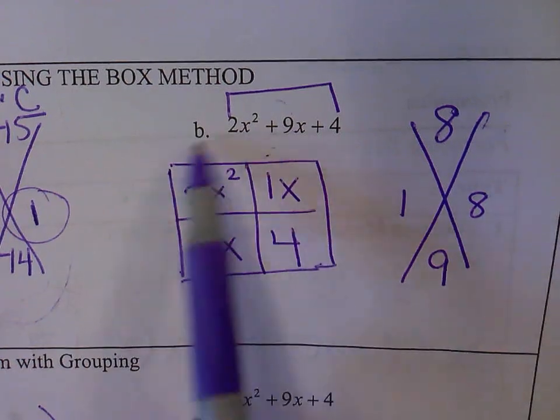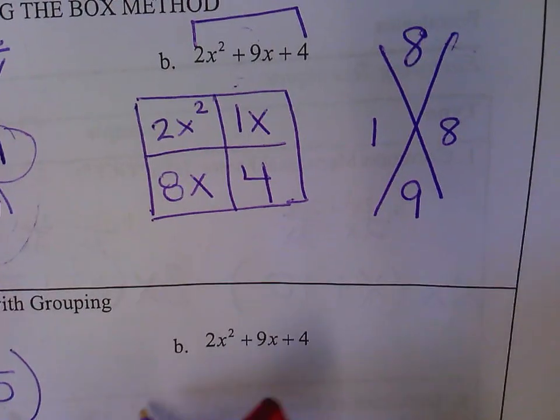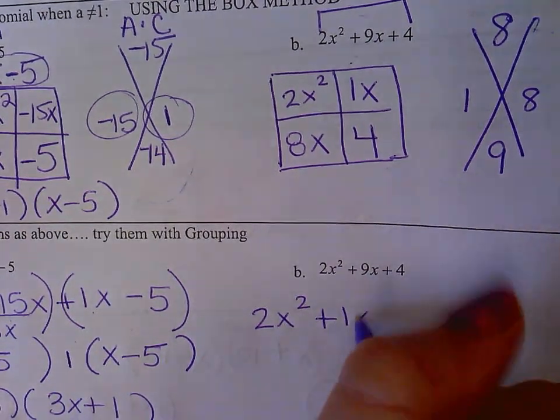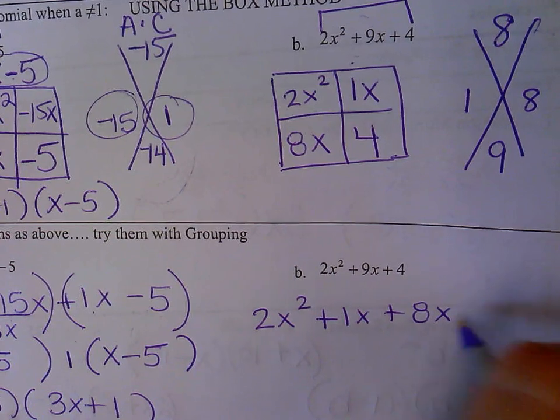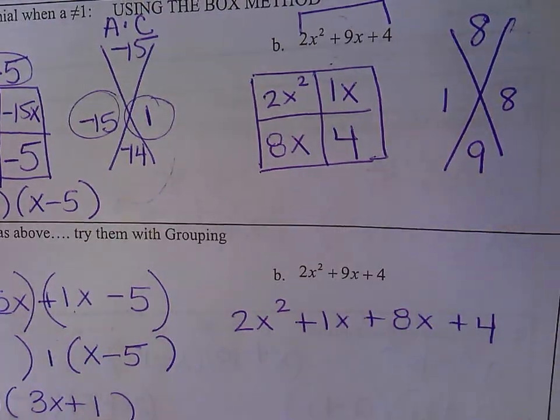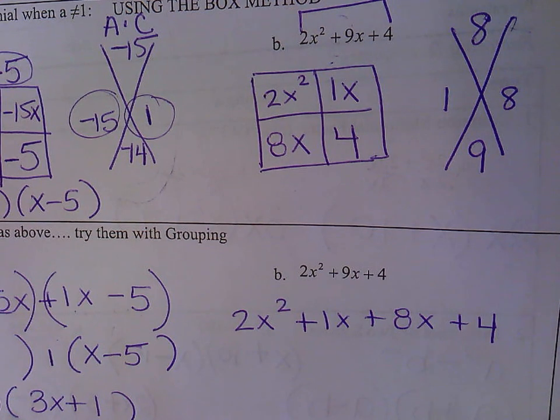And I can either solve that box, or I can write out down below that, but I'm going to do it by grouping. 2x squared plus 1x plus 8x plus 4. So see if you can attack one of those now that I set them up. I'll put up both answers in just a minute, but see if you can try the box strategy or the grouping strategy to get to the final answer.